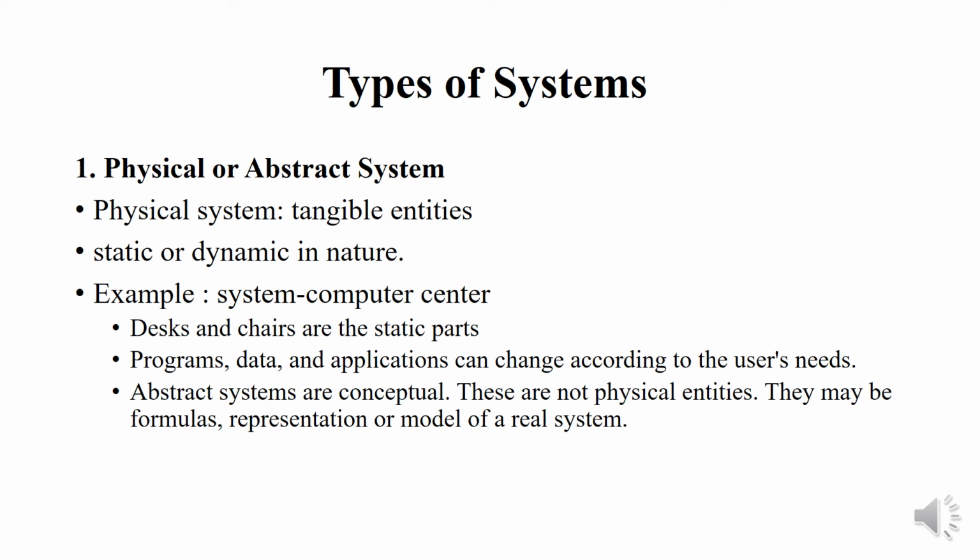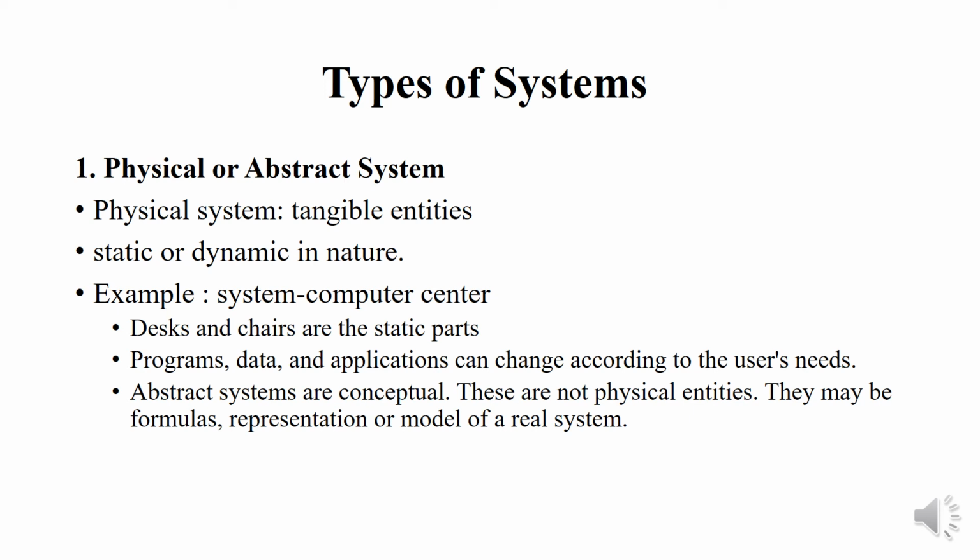For example, if we talk about a computer center, there is a system of the computer center. Here, system means the computer center's flow. In a computer center there must be desks and chairs, which are the static part of that computer center system. The programs, data and applications can change according to the user's needs, so that is in dynamic mode.